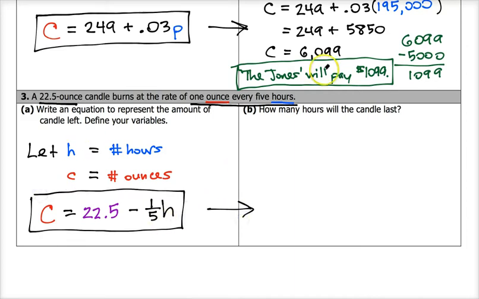Part B is asking us to find how many hours the candle will last. So this is asking us to find H, and we're going to assume then C is 0. So what is H when C is equal to 0, when there's no more candle left? Well, let's figure that out. We're plugging in a 0 for C and solving for H.